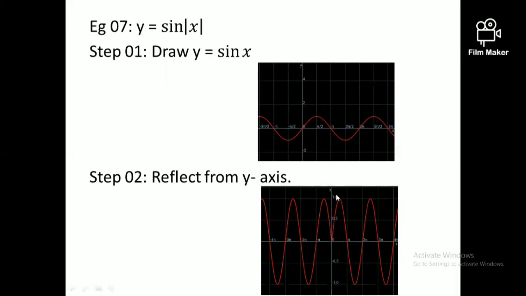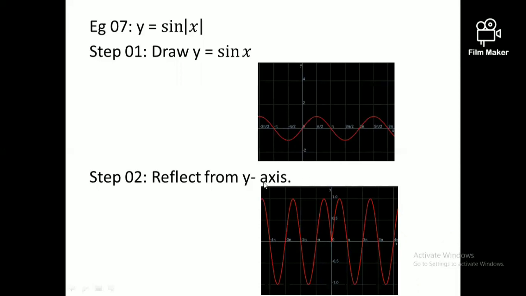Here, the positive graph is like this, and that would be reflected over here. And this part over here reflects to this side. And this part of the graph over here is reflected to over here. Like that, you can draw these graphs, right? Then that is the concept we have to learn about modulus graphs.